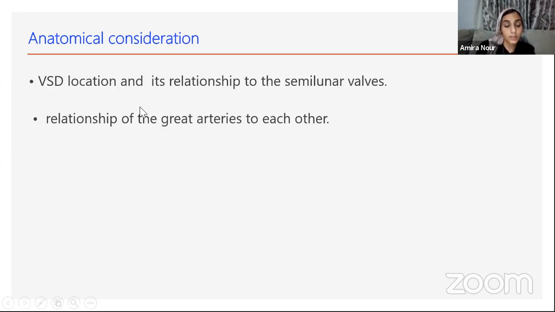The two most important anatomical parts in patients with double outlet right ventricle are the VSD location, and I stress on location, not the type of VSD, and the relation of the VSD to the semilunar valves, in other words, to the great vessels. And the other important anatomical part is the relationship of the great arteries to each other. However, only the VSD location and its relationship to the great vessels is the main determinant for the pathophysiology and the different clinical classification, as we will see later on for patients with double outlet right ventricle.